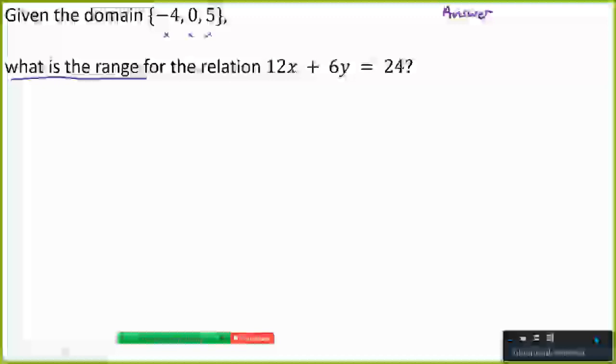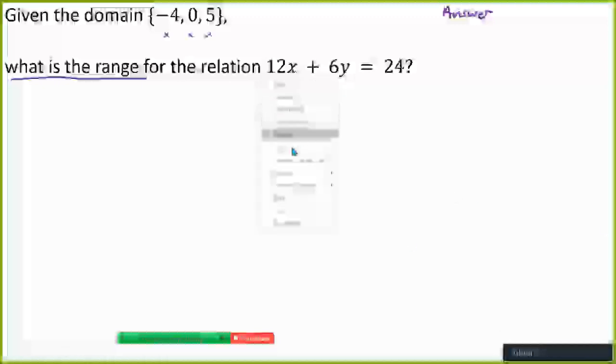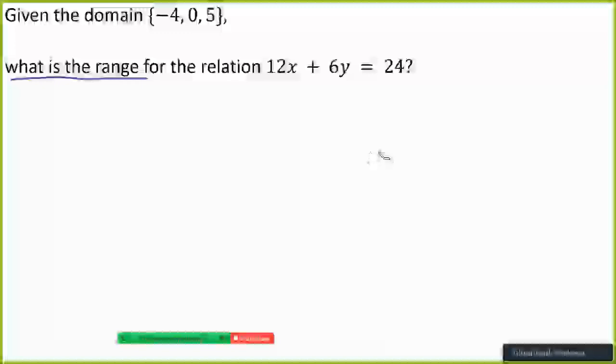So, given the domain, -4, 0, 5, that's a list of x numbers. Then we want to know what is the range for the relation 12x plus 6y equals 24. So this equation you're seeing, that is the relation. Maybe it's a function. But this question's calling it a relation, so let's just stick with that. I guess we don't really know yet.